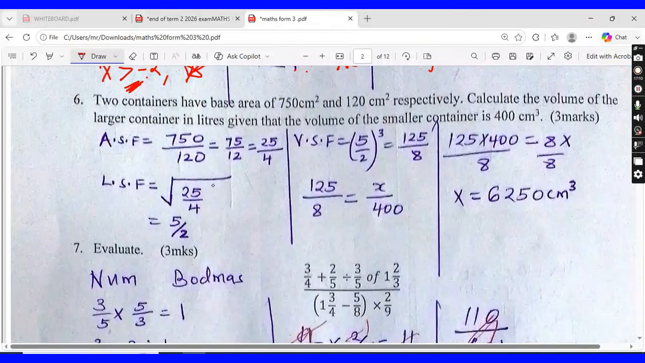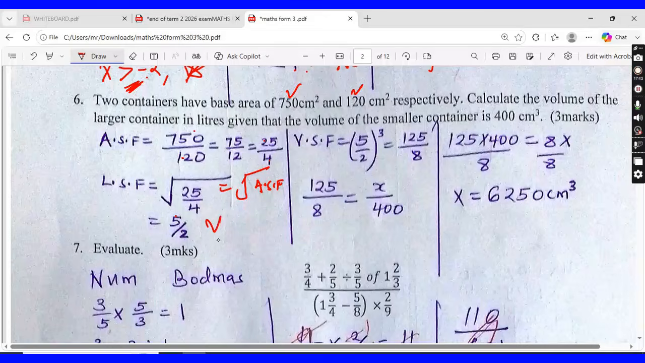So first we need to get, because what we have is the area of both, that one will help us to get the area scale factor. So area scale factor is equal to the area of the big over the area of the small, and that one will be 25 over 4 when we simplify. Now we want to get the linear scale factor. Linear scale factor is equal to the square root of the area scale factor. So our area scale factor is 25 over 4. Our linear scale factor will be 5 over 2, which is the square root of the area scale factor.